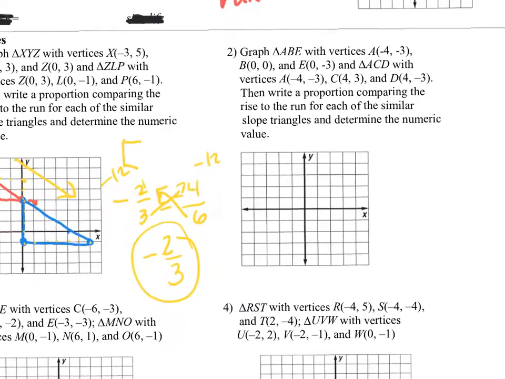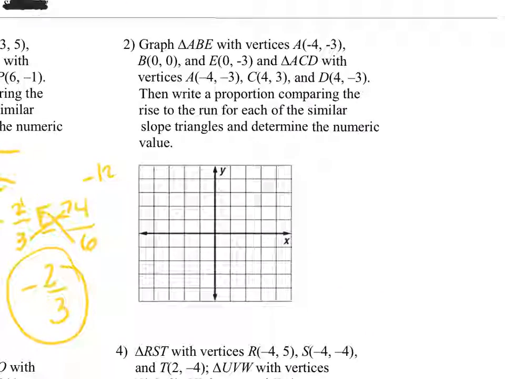Okay, so look at number 2. Graph ABE. Says graph ABE with vertices negative 4, 3. 1, 2, 3, 4. 1, 2, 3. 0, 0. And 0, negative 3. So graph. So this was A, B, C. Are y'all good with those points?